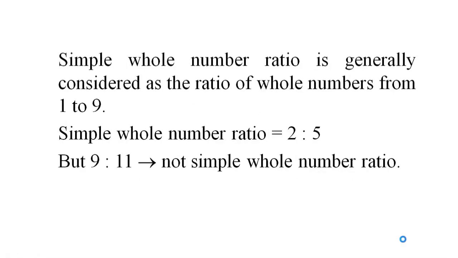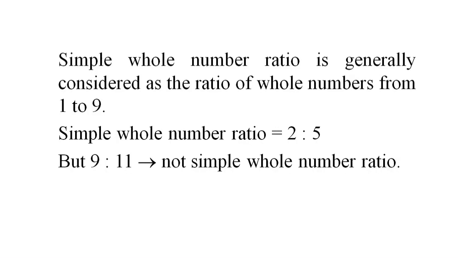Simple whole number ratio is generally considered as the ratio of whole numbers from 1 to 9. An example of a simple whole number ratio is 2:5, but 9:11 is not a simple whole number ratio. That means a ratio of 1:9, 2:5, 3:7, 4:7, all are simple whole number ratios. And 7:15, 9:11 are not at all simple whole number ratios.